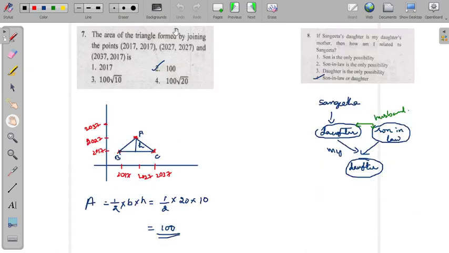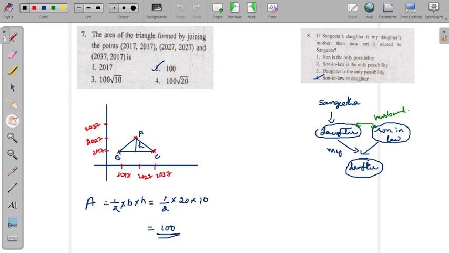Next question. The area of the triangle formed by joining the points 2017, these points given. So I will be marking here 2017, this point, then 2027 and 2027, this point, and 2037 and 2017. This is the triangle. Very simple. Area of the triangle is half into base into height. Base is starting from 2017 to 2037 till here, so 20 units. Then height is 2017 to 2027, that is 10 units. When you simplify this, answer is 100, second option.